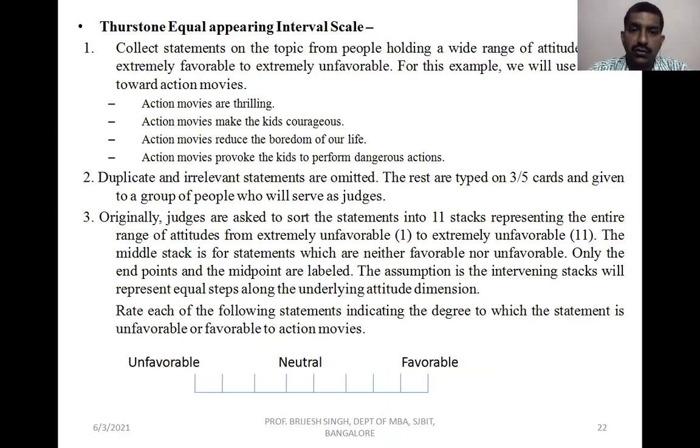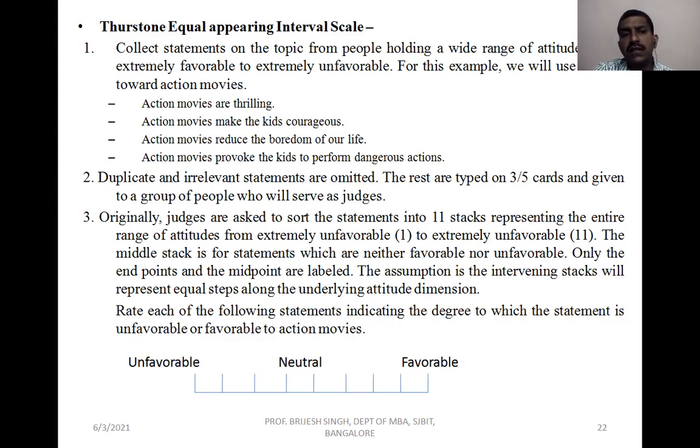Apart from that, we have the equal appearing interval scale also, where all the things will be considered on a scale of 7. It starts from unfavorable to favorable, and people can allocate whichever they feel is right for them. You can give them the statements or questions and let them select where exactly they feel it suits their personality. That is also one way you can give a wide range of options to the respondents.